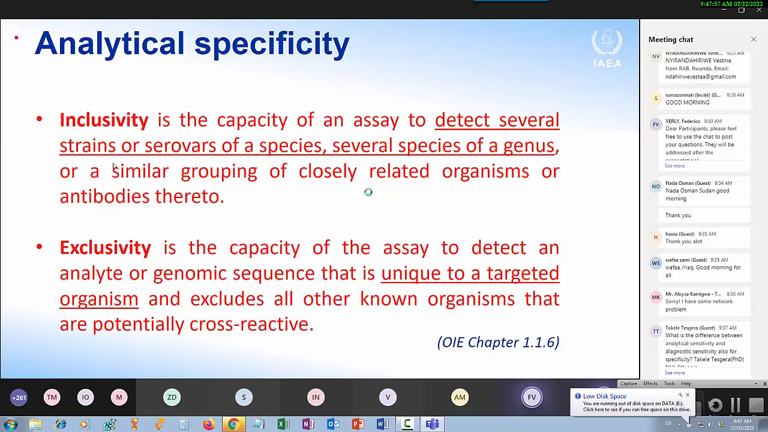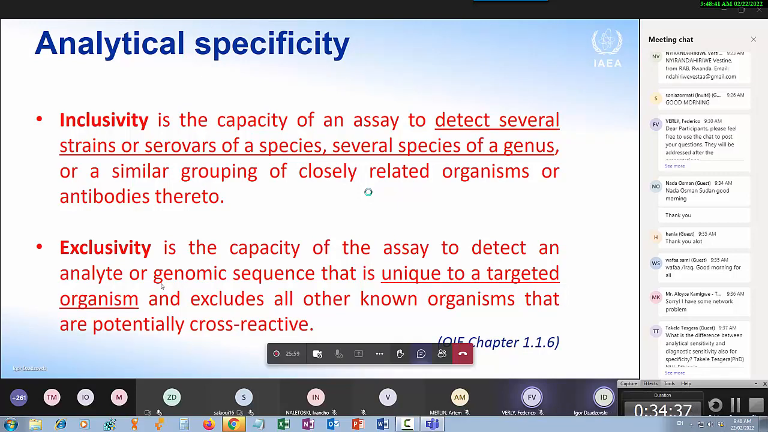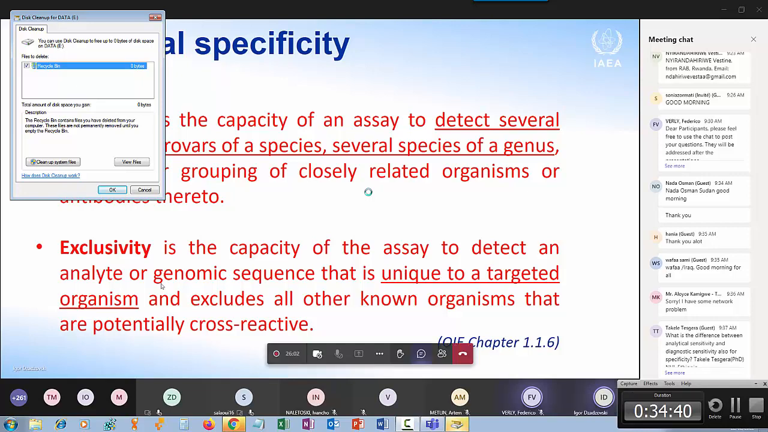For example, if we take real-time PCR for avian influenza, detecting the matrix gene of avian influenza virus would mean the inclusivity of the assay, which will cover all known H or N types of avian influenza. For exclusivity, we, for example, construct a PCR assay which will specifically target the H or N gene, specifically for a given H type, and will not cross-react and will not produce positive results in the presence of another H or N type of the avian influenza virus, even though they might be present in our sample.